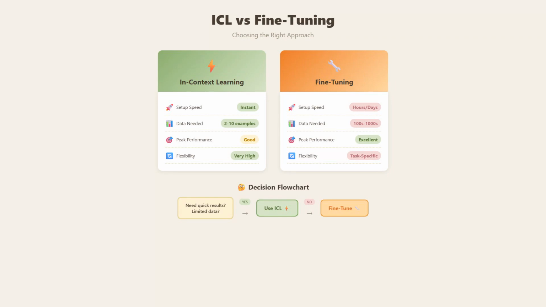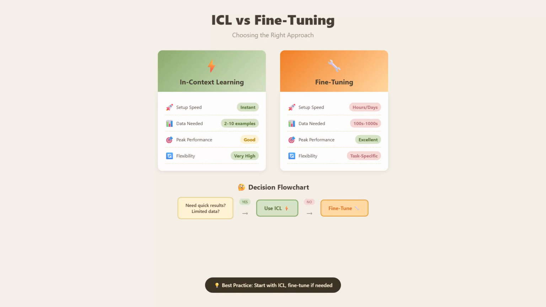Here's a simple decision flow chart. Do you need quick results with limited data? If yes, use in-context learning. It's faster, more flexible, and requires minimal investment. If no, meaning you have time, data, and need maximum performance for a specific task, then fine-tuning is the better choice. The investment is larger, but the returns can be higher.